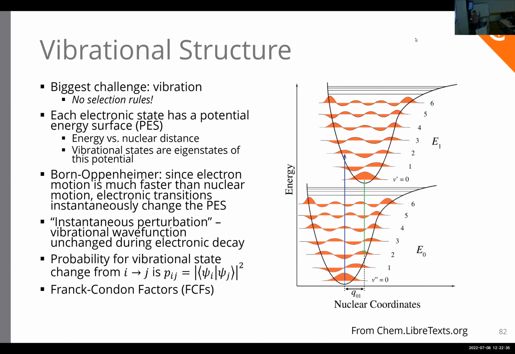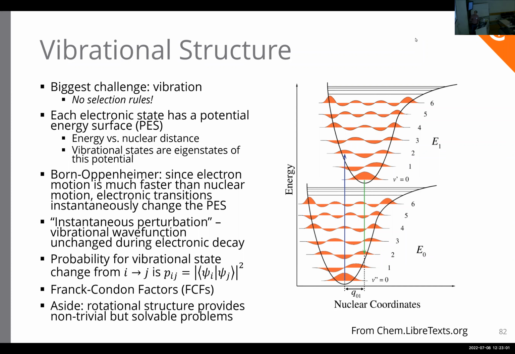That's the instantaneous perturbation approximation from quantum mechanics. When you have an instantaneous perturbation, your wave function doesn't change. You just reproject it into the new basis. So the probability that you end up in here or here or here or here is just given by the wave function overlap of this with these different eigenstates squared. These are called the Franck-Condon factors, or FCFs.